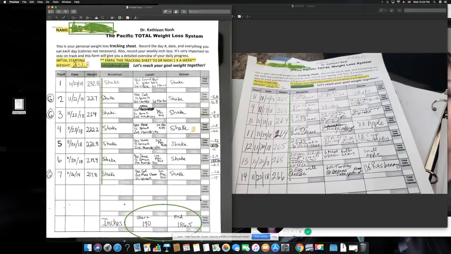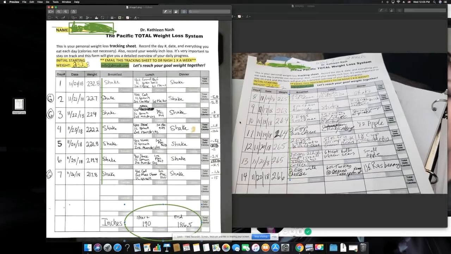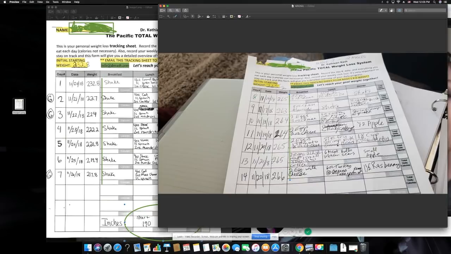Doing it right, you're not hungry and you're not craving. Doing it wrong, this person is probably hungry. You know what I mean? This person weighs more than this person, yet this person didn't lose any weight. This person lost 15 pounds. And if you look at what this person ate, it's not like the food is super, super bad.